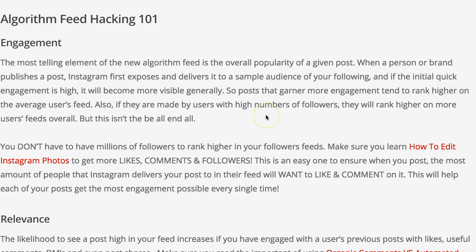Remember, you don't have to have millions of followers to rank higher in your followers' feeds when you post. You just have to make sure how to properly edit your Instagram photos, which I just went over to show you how to make them pop so that they're really colorful, very vibrant, very bright in people's feeds, which will help you get more likes and comments, and ultimately that will lead to more followers.